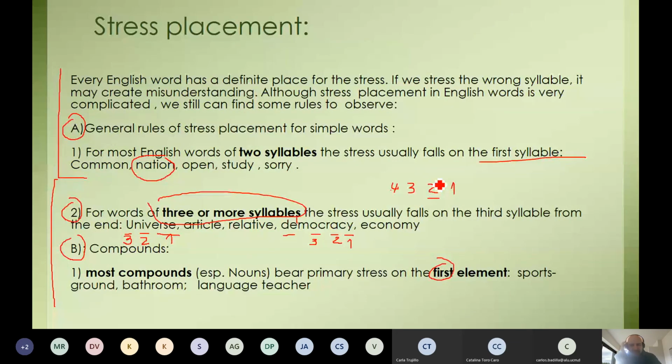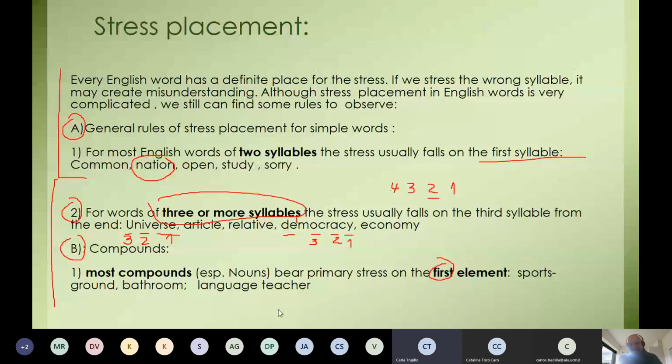But usually this rule applies if the word does not have a suffix or a prefix. If you identify that the word has a suffix or a prefix, then I think this rule would not apply. Sorry about that, but that's the way it is.